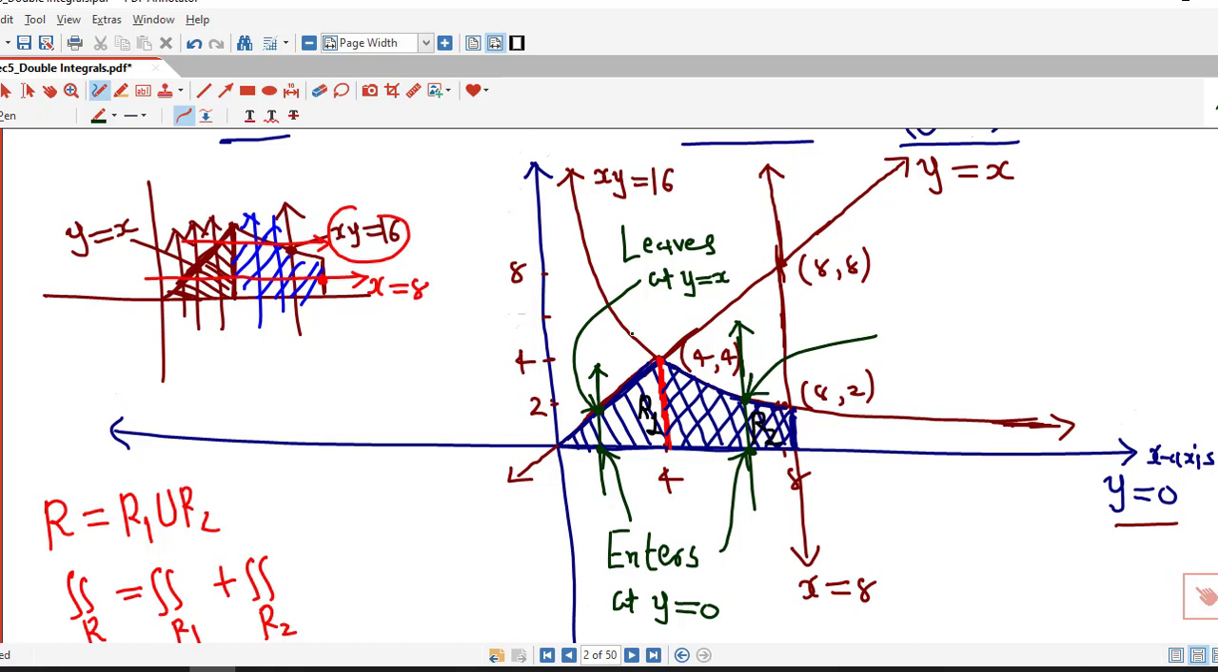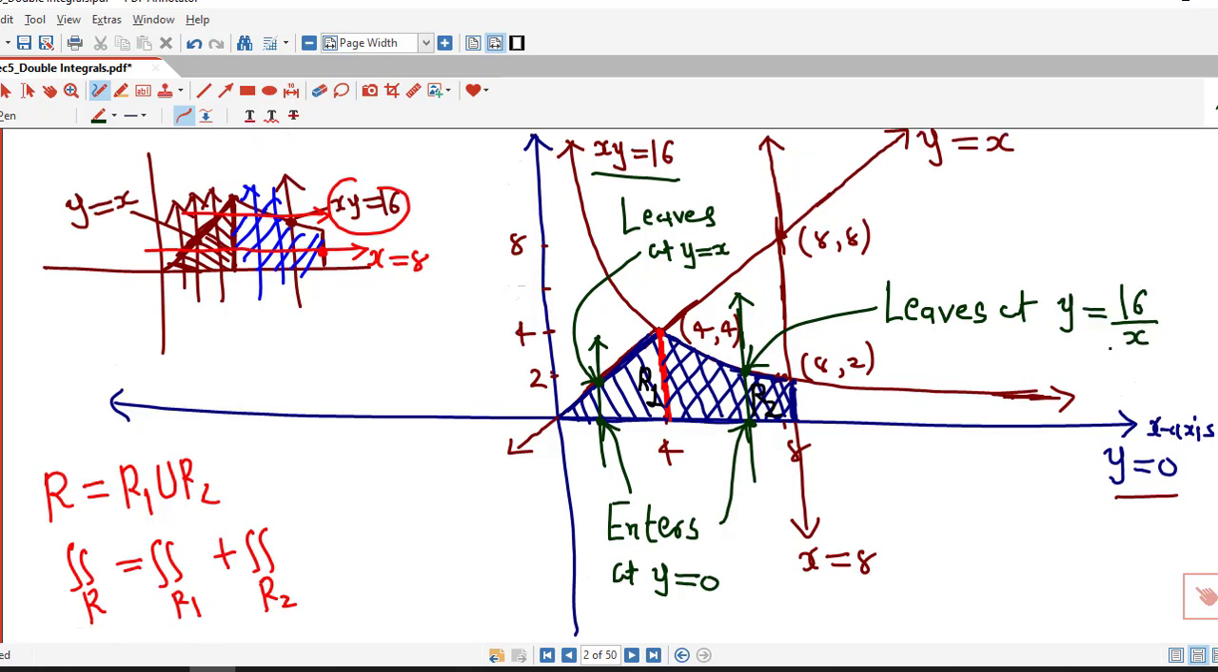Now this point is on the hyperbola xy equal to 16. So from this we obtain y equal to 16 by x. So here we write that the line leaves the region at y equal to 16 by x. Now in region R1, the leftmost point of region R1 is the origin. At this point the value of x is 0, and all these are rightmost points of the region, and at these points the value of x is 4.